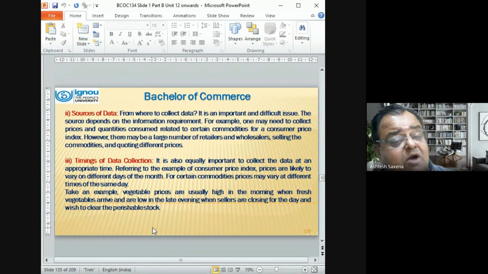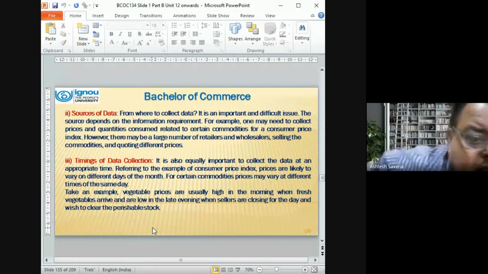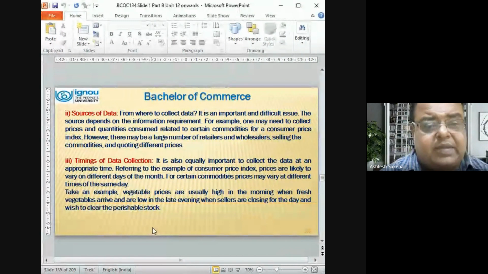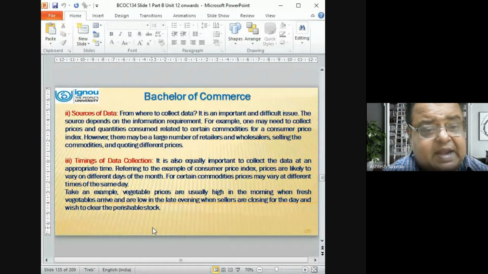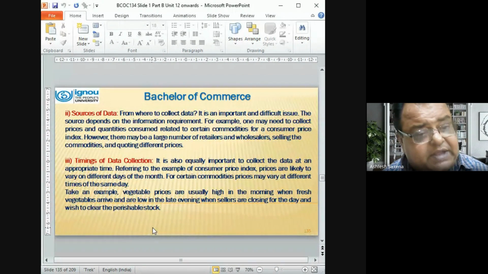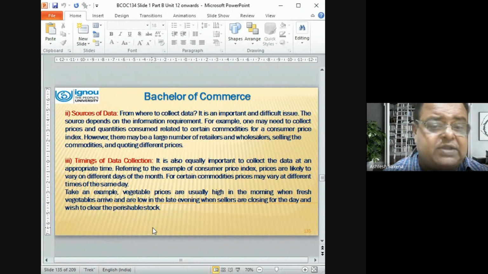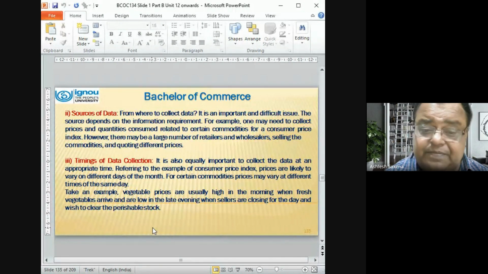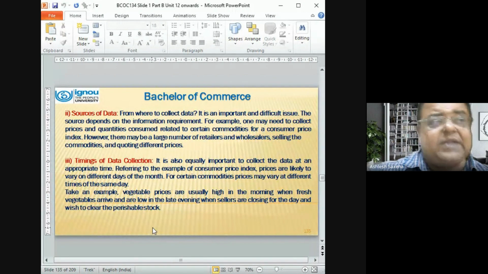Then comes timing of data collection. It is also equally important to collect the data at an appropriate time. Referring to the example of consumer price index, the prices are likely to vary on different days of the month. For certain commodities, prices may vary at different times on the same day. Take an example: vegetable prices are usually high in the morning when fresh vegetables arrive, and low in the late evening when sellers are closing for the day and wish to clear the perishable stock.